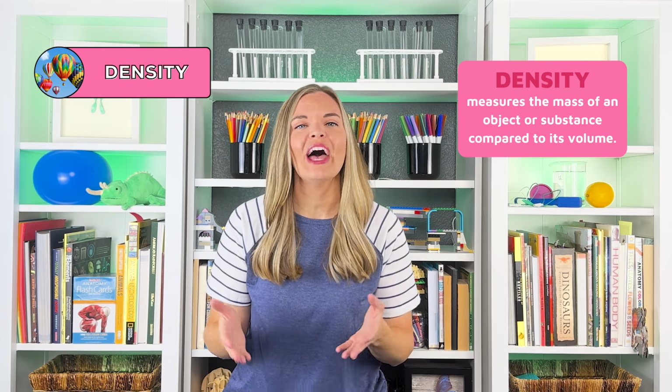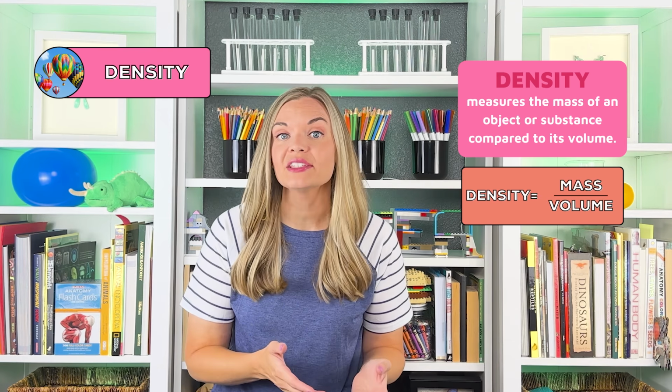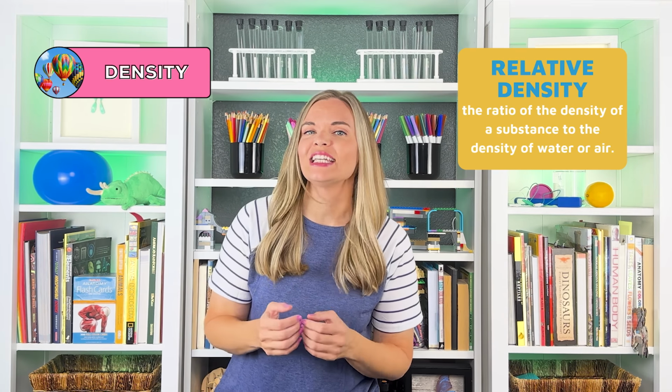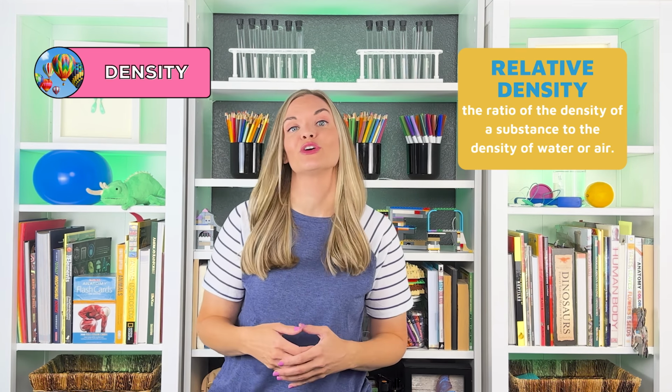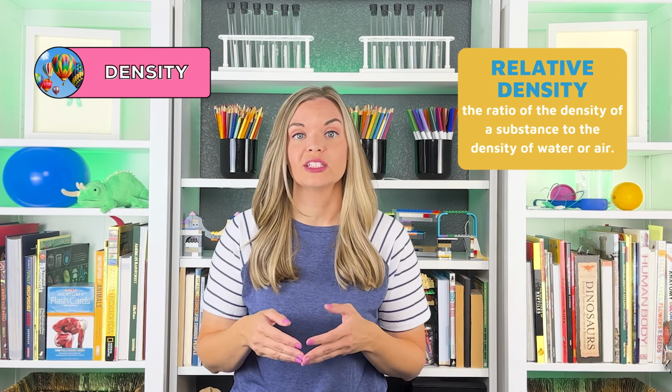Density is how heavy an object is for its size. We measure density by dividing mass by volume. Relative density is something that's easier to observe quickly. Simply put, relative density is whether an object sinks or floats. Matter can be described as less dense or more dense than the water or air it's in.